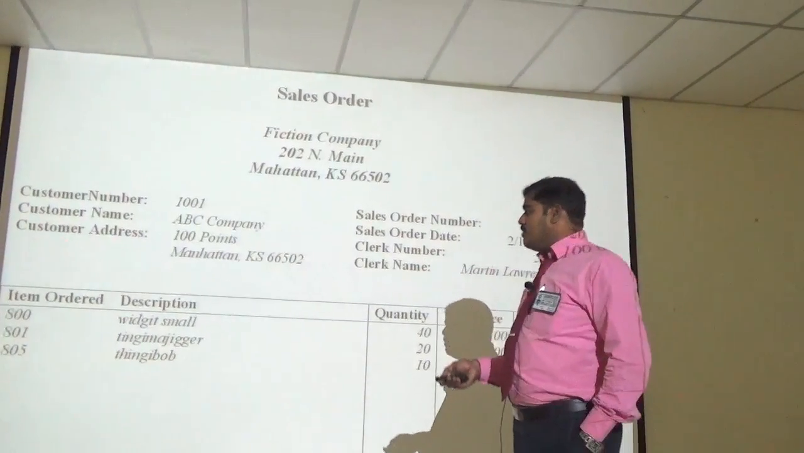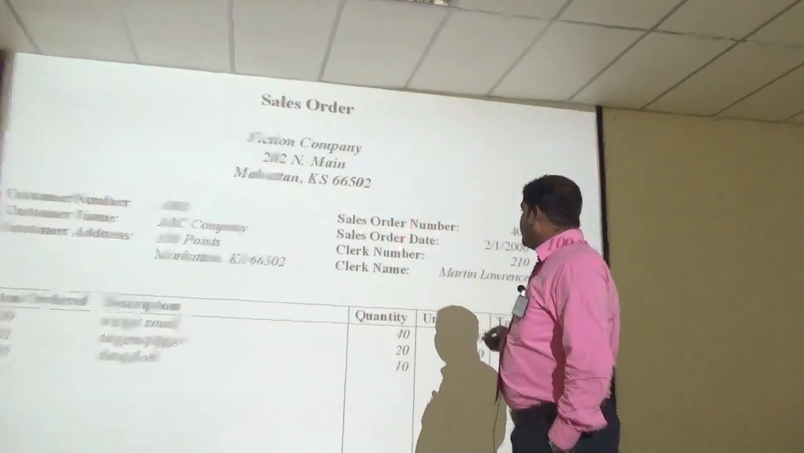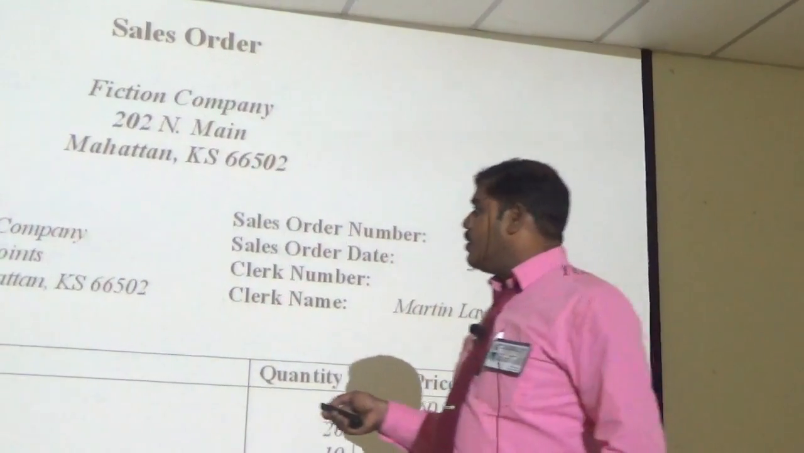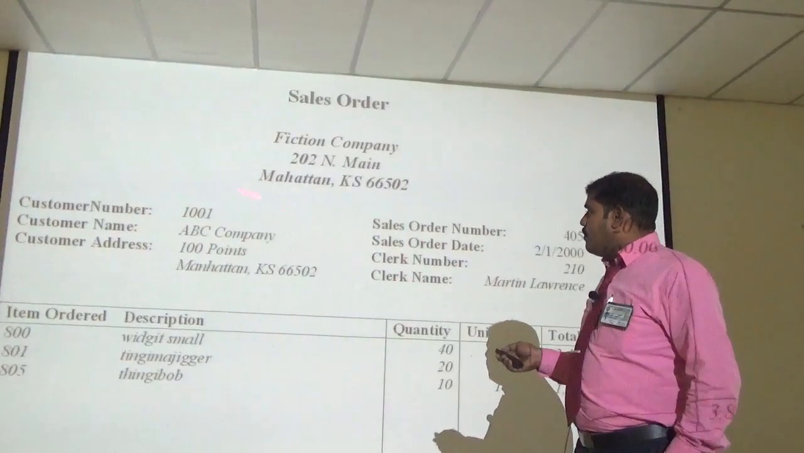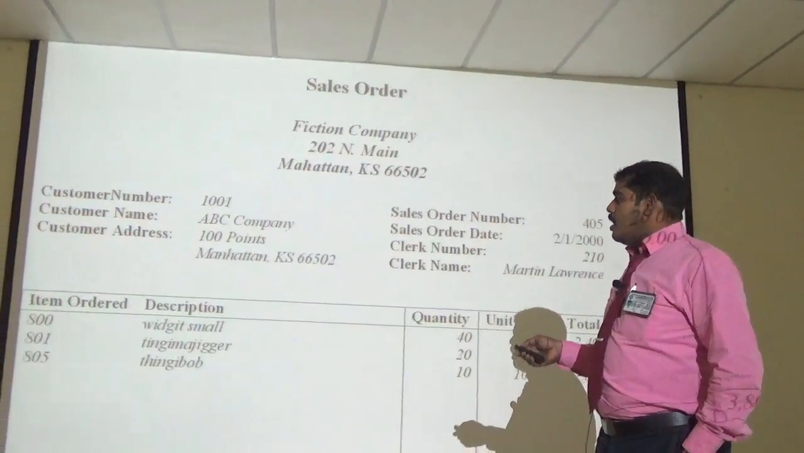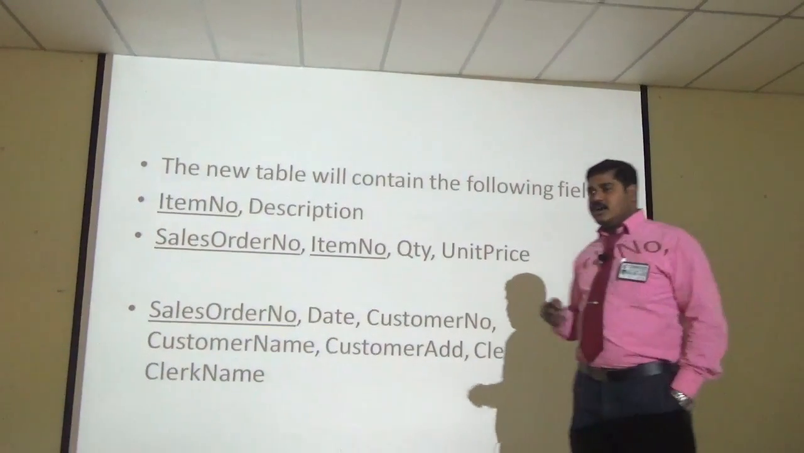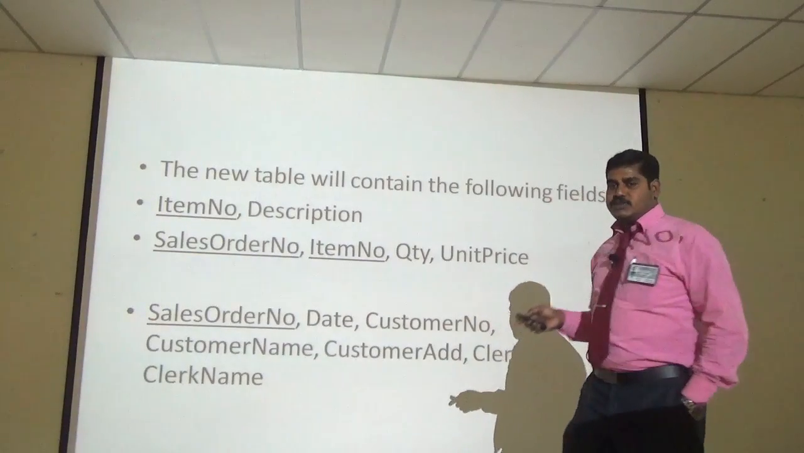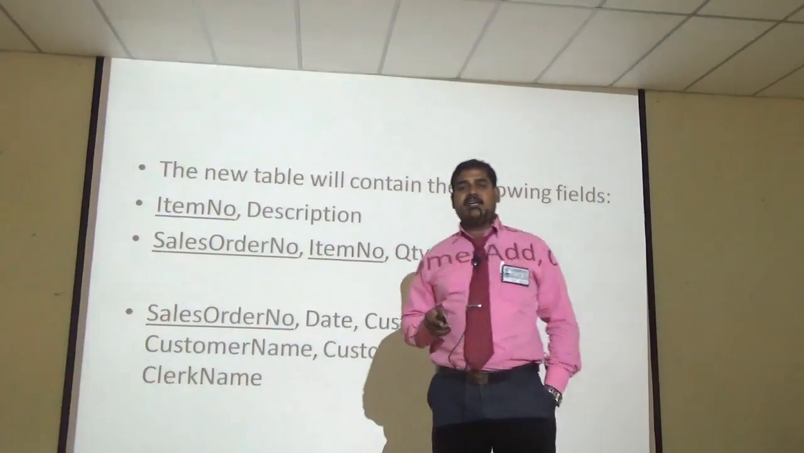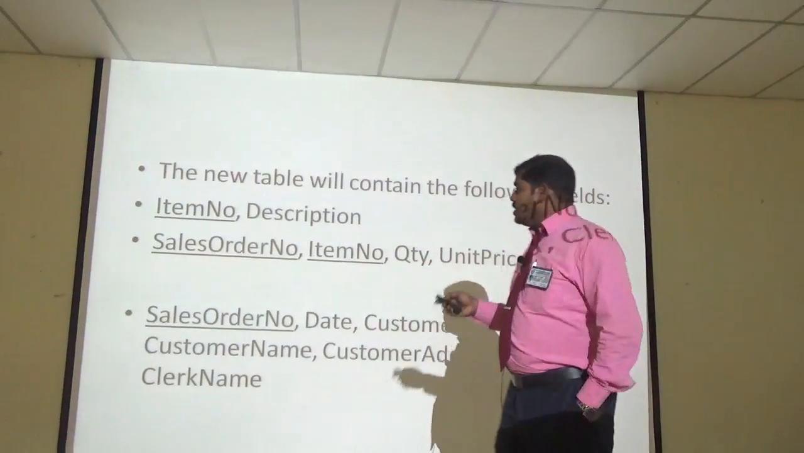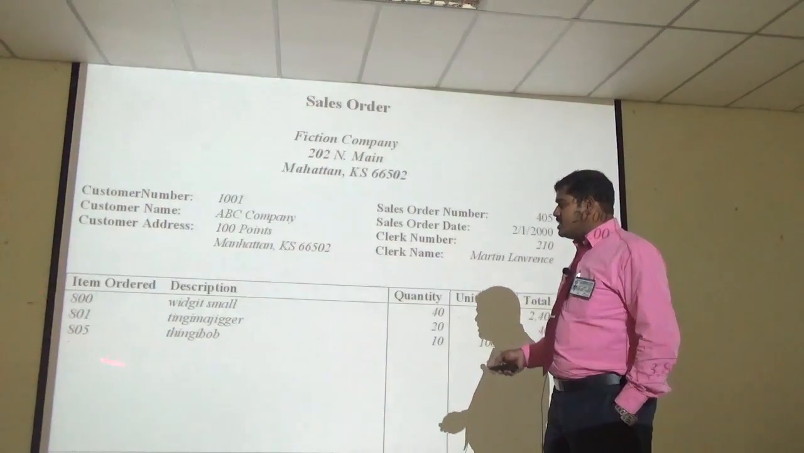Now I am going to convert this into different tables. The first table, as we already know, is sales order number, date, clerk number, clerk name, customer number, customer name, and customer address. The second table is sales order number, item number, quantity, and unit price. The third table is the item number and description alone. The item number and description alone is the actual functional dependency that we identified and separated in the second normal form.